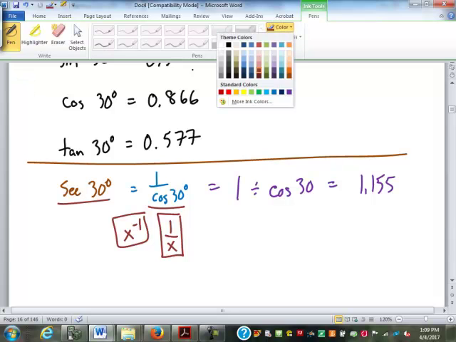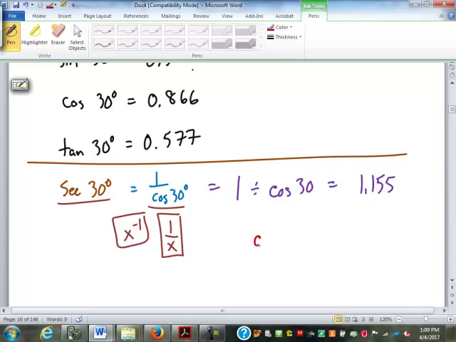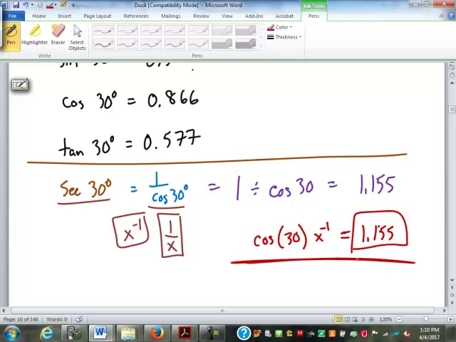So here's the way we're going to enter that. You're going to type in cosine of 30, and you're going to close the parentheses, don't hit equals, and then you're going to hit that reciprocal key. 1.155. Good. The reason we're doing it this way is because when we go to do inverse functions later, we're going to use a similar thing. That key is just going to be in a different spot.